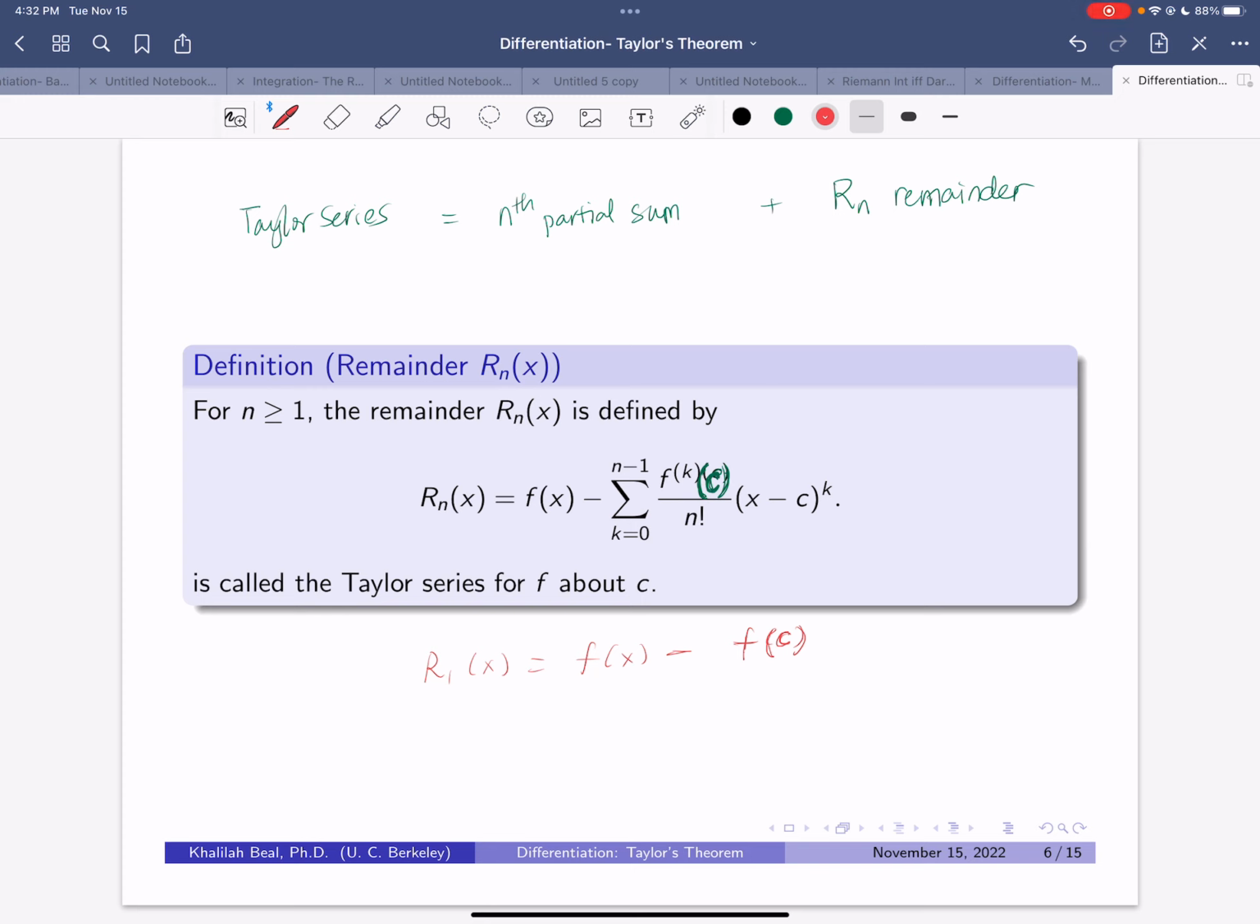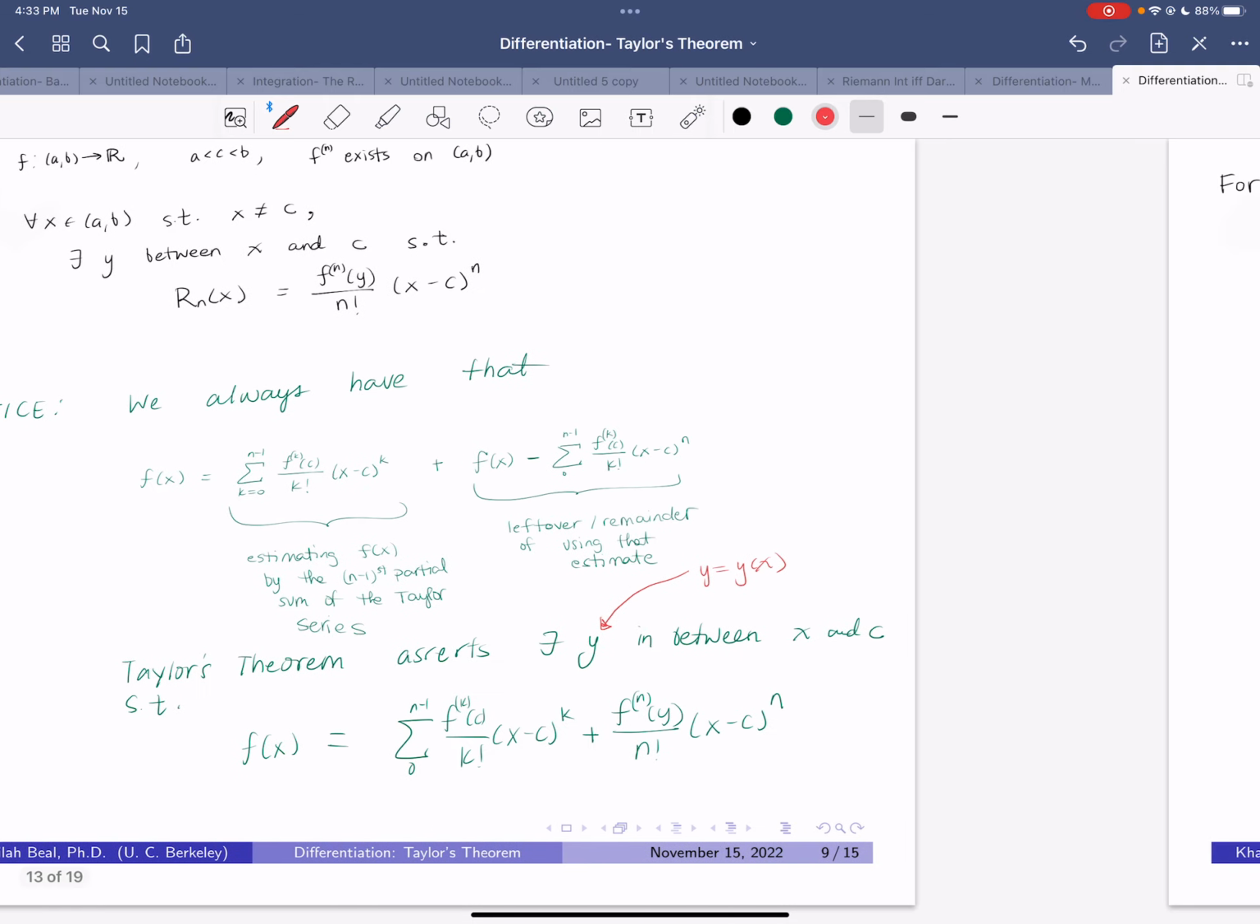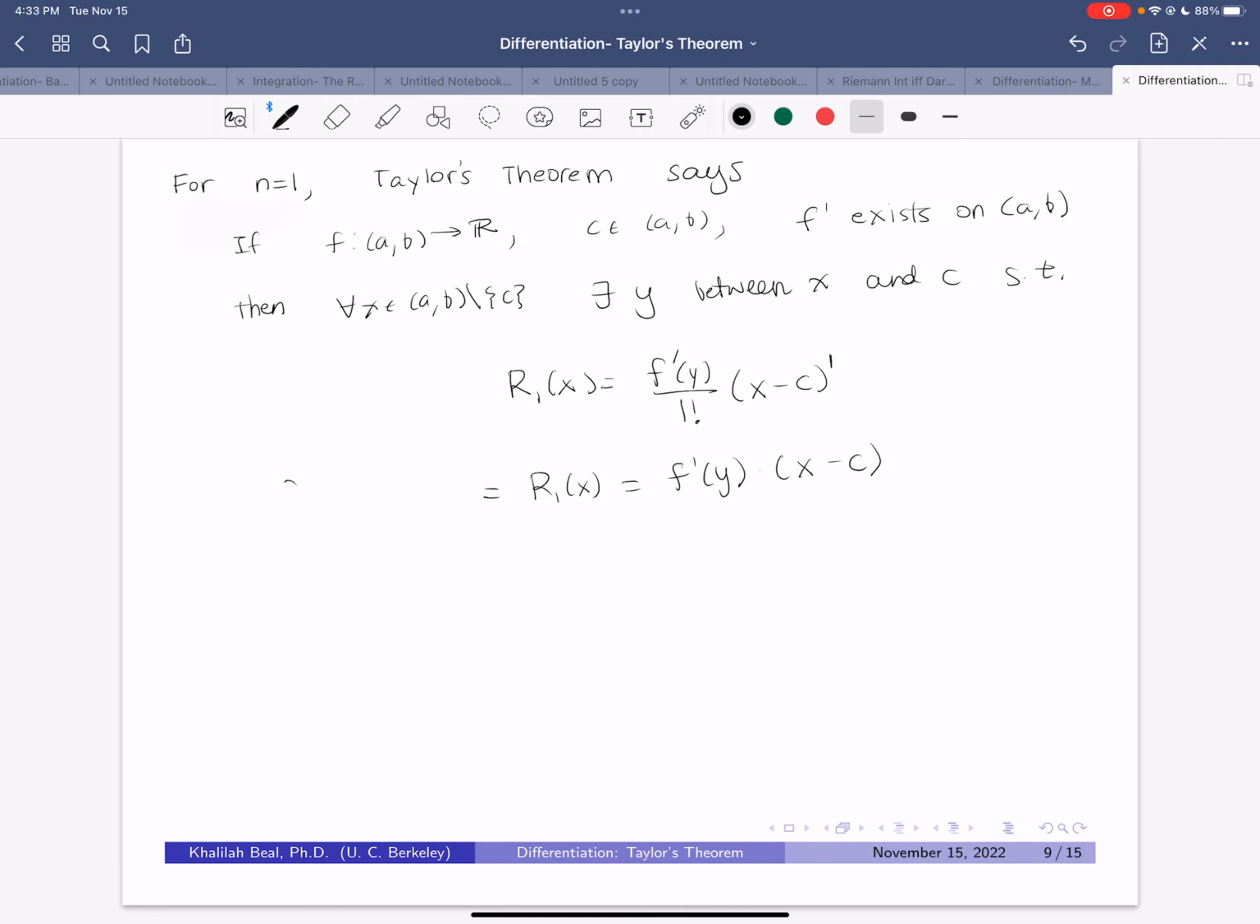So this is literally just f of x minus f of c, which makes sense because R1 is the remainder that you get when you just use a constant function to approximate your f, right? R2 would be the remainder when you use a line, right? R3 would be the remainder when you use a parabola to approximate f. R4 if you use a cubic, right? So for us, R1 is just f of x minus f of c. So really, we're saying f of x minus f of c is equal to f prime of y times x minus c.